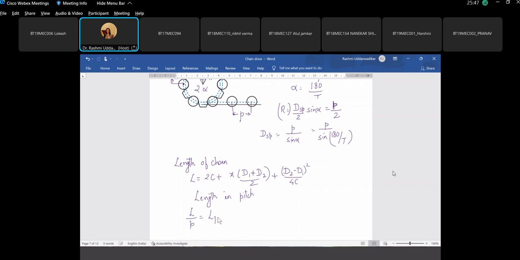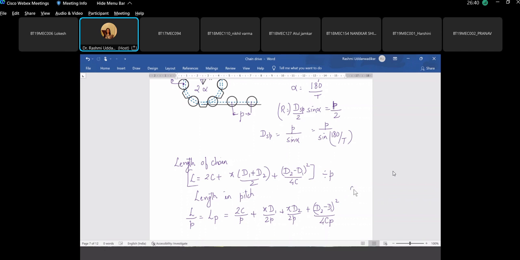So we specify this as LP. LP is the length in pitches, which is length of the chain in millimeters upon pitch in millimeters. So we are dividing this entire expression by pitch to get this formula. So I'm writing this as 2c by p plus, everything gets divided here, pi d1 by 2p plus pi d2 by 2p plus (d2 minus d1) whole square by 4cp.